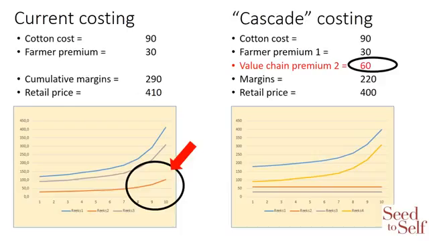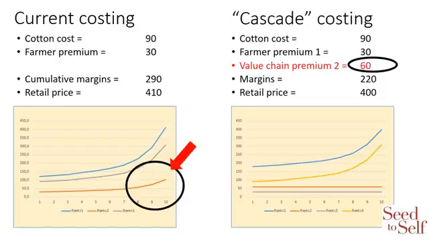So here you see two graphs. On the left, the current model, and on the right, the cascade costing model. Both have the same cotton cost, say 90 rupees a kilo of lint, and you have both farmers that charge a premium. The difference is that in the first case, in the current costing, farmers charge a premium, and on top of that premium, the ginner charges a margin. On top of the premium plus margin, the spinner charges the margin, and so on and so forth.